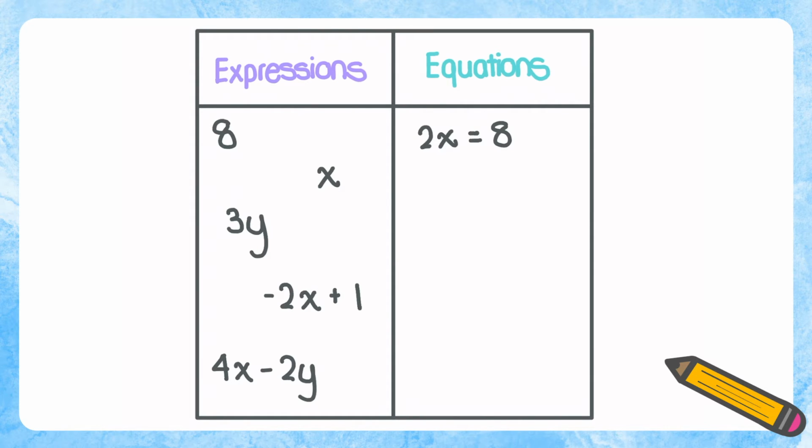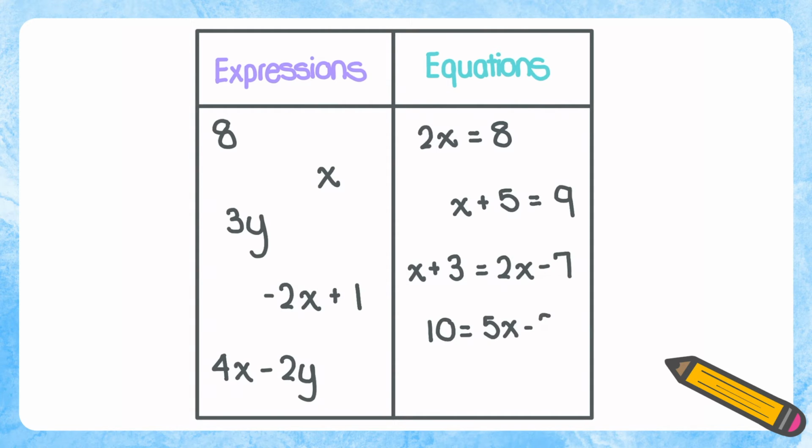Let's also look at equation examples. So like 2x equals 8, x plus 5 equals 9, or maybe something like x plus 3 equals 2x minus 7. And we can also have something like 10 equals 5x minus 5. These are examples of equations, and these are the things you saw in the past few weeks when we were solving for x. But today we're focusing on evaluating expressions.